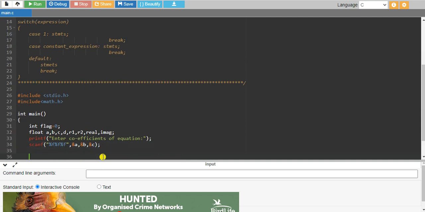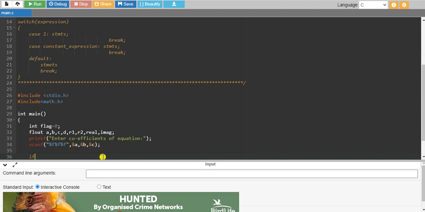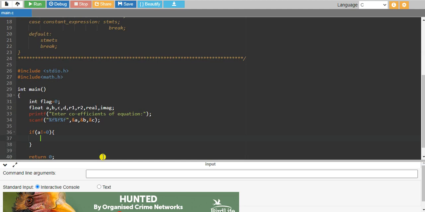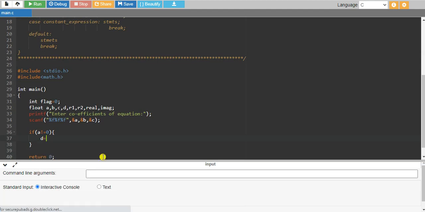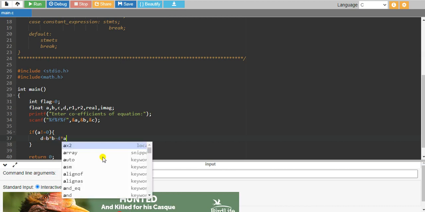After reading, we have to check the discriminant value. For that purpose, if a is not equal to 0, where a is one of the coefficients, then we find d equal to b into b minus 4 into a into c.